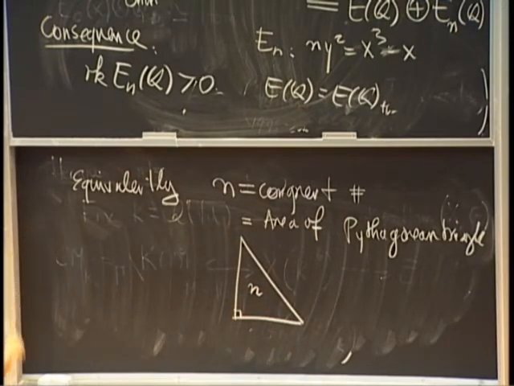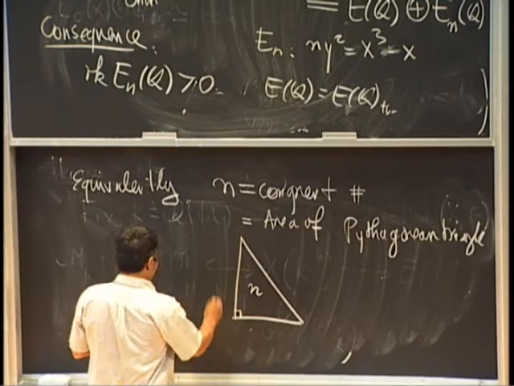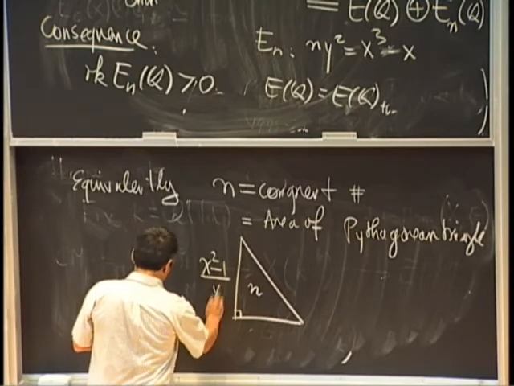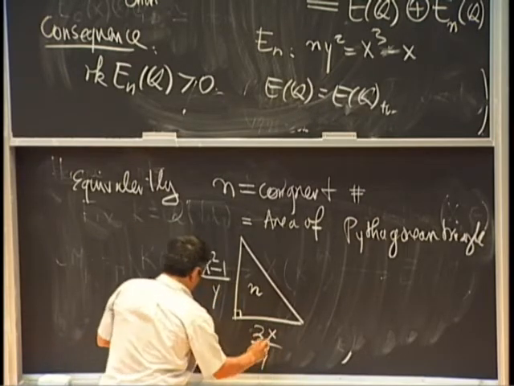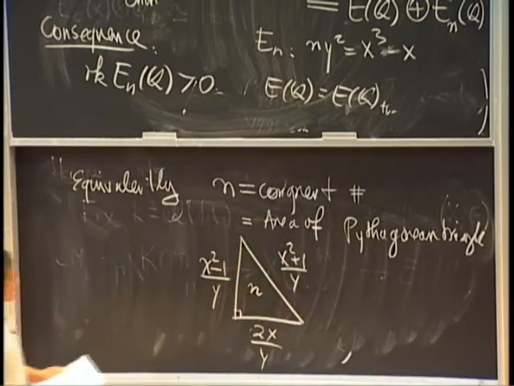If this elliptic curve has a solution, then you can construct this triangle very easily. The sides are (x squared minus 1) divided by y, another one is 2x divided by y, and this one is (x squared plus 1) divided by y. That's basically the right triangle you can construct from a solution of the elliptic curve.